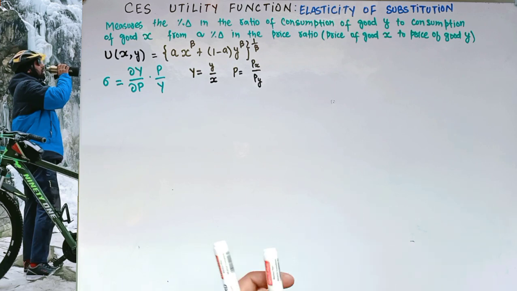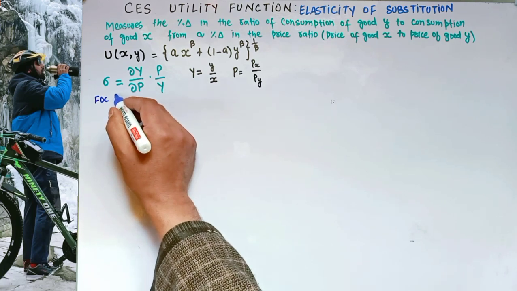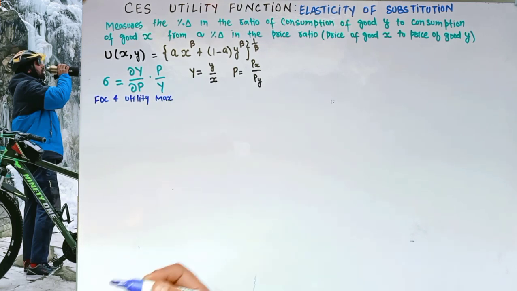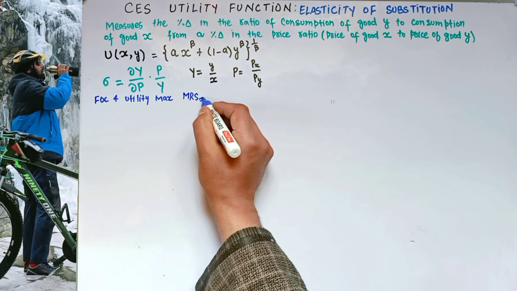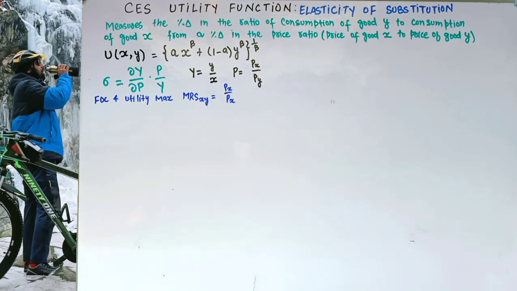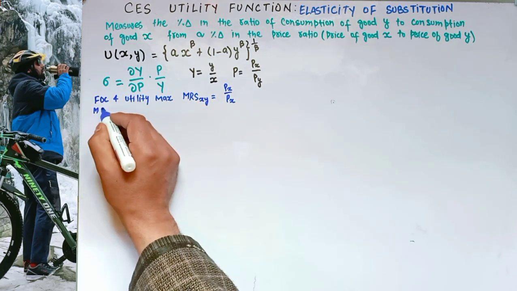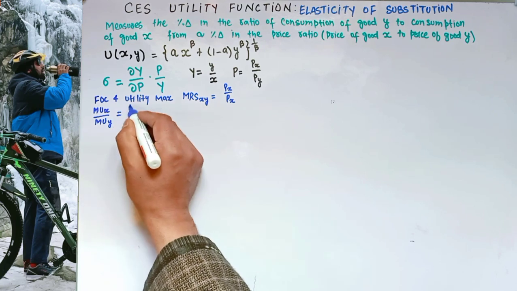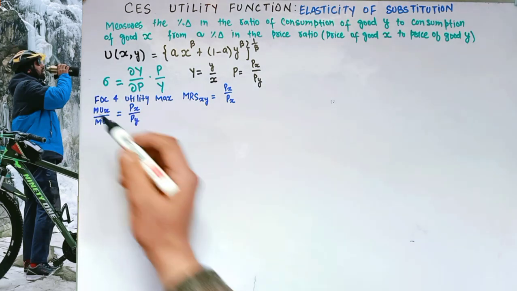Now we know that the first order condition for utility maximization requires that our marginal rate of substitution between goods X and Y should be equal to the price of X upon price of Y. And we know that this MRS is simply the marginal utility of good X upon marginal utility of good Y, and it should be equal to price of X upon price of good Y.